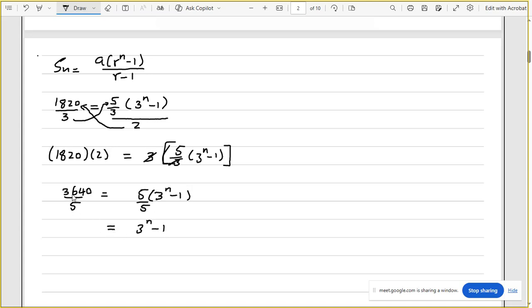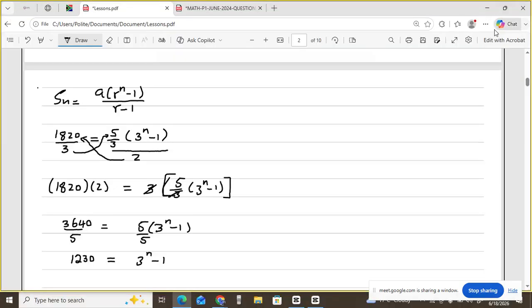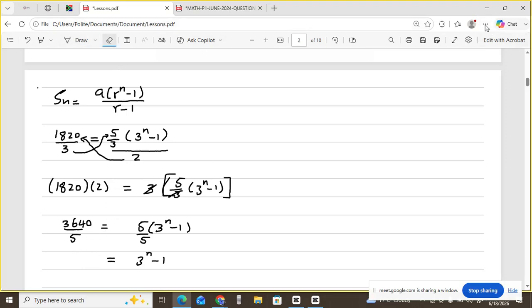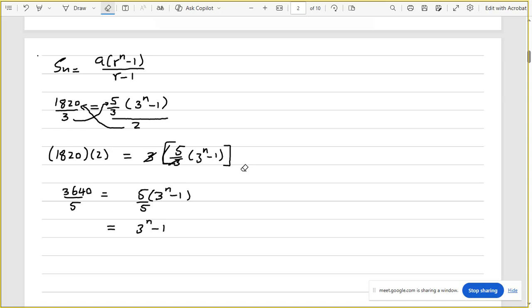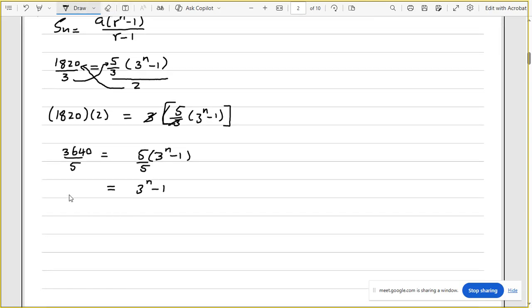It's equal to, what is 3640 divided by 5? You got 1213. Okay, let me just do this. Let's move the 1 to this side. We add 1 to the 1213. So now this will be 1214, right?